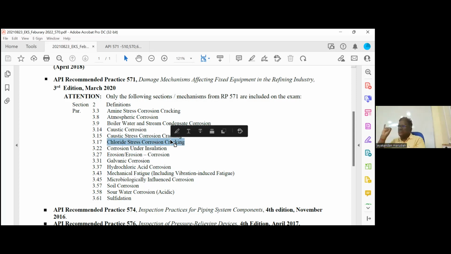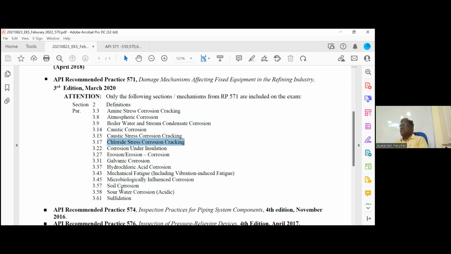Again, I will repeat. First group, metal loss: all forms of corrosion plus sulfidation. Second group, surface cracks: all cyclic fatigue cracks and stress corrosion cracks. Third one is the subsurface cracks. Subsurface crack means inside the pipe it is cracking. Wherever hydrogen is involved, it will be a subsurface crack, but we don't have any hydrogen-related damage mechanism in this list. That is the third group. So all hydrogen-related cracks are subsurface cracks. I am talking about the 571 classification.